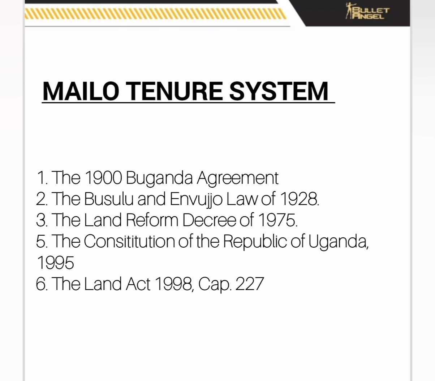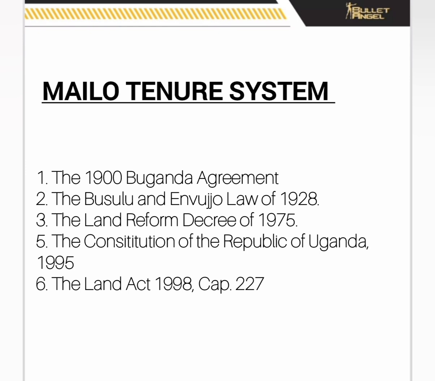Are we together? The land was granted without any conditions of tenure, but subsequently Mailo owners were prohibited from transferring or leasing their land to a non-citizen or religious organization without the prior consent or authority of the Lukiiko, or Buganda Council, and the governor.